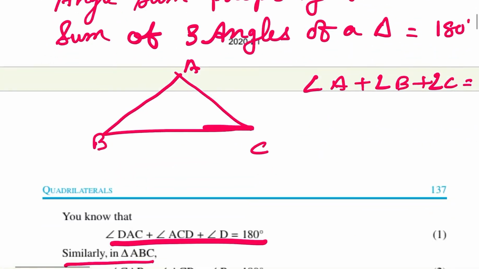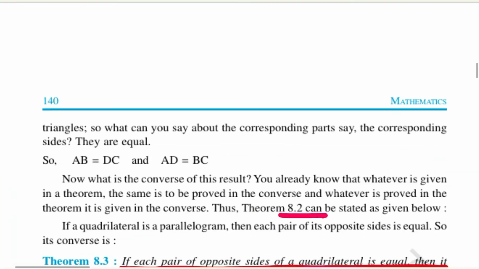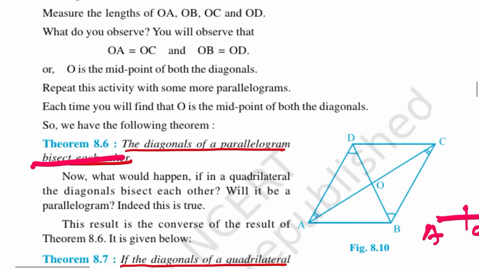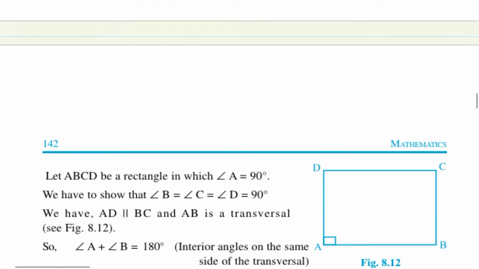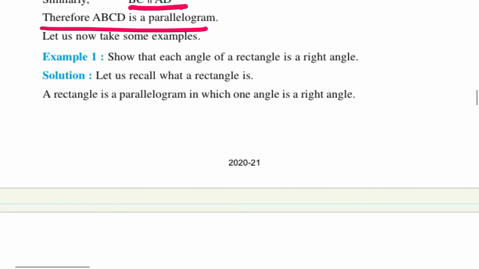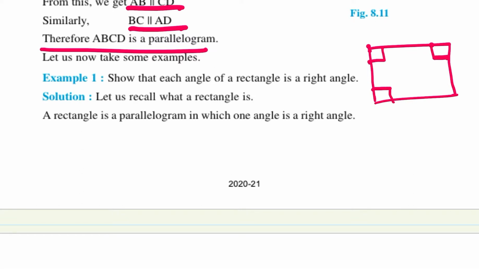In this session, we are going to understand and solve various examples based on the theorems we did related to properties of quadrilateral and parallelogram. Example 1. Show that each angle of a rectangle is 90 degrees. So, if any given quadrilateral is a rectangle, we are supposed to show that all the angles of this rectangle are 90 degrees.